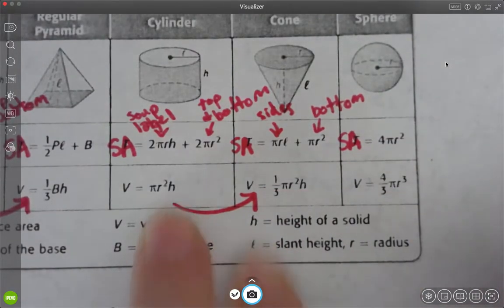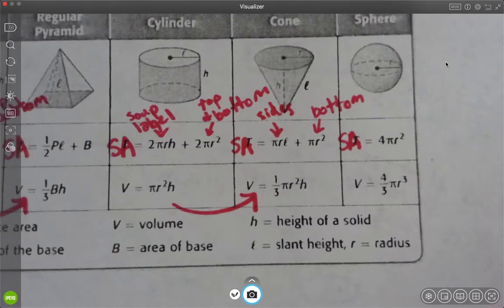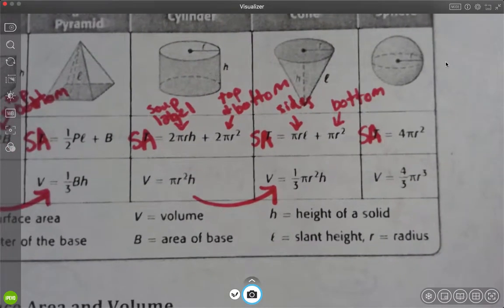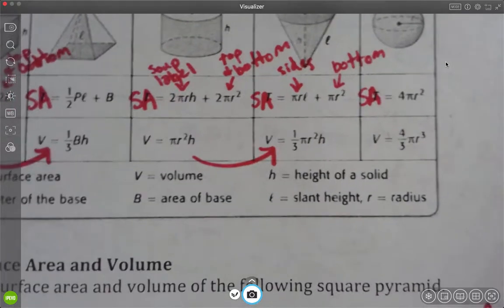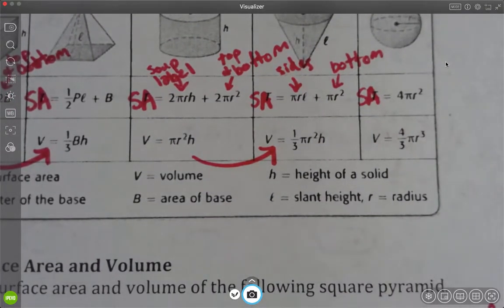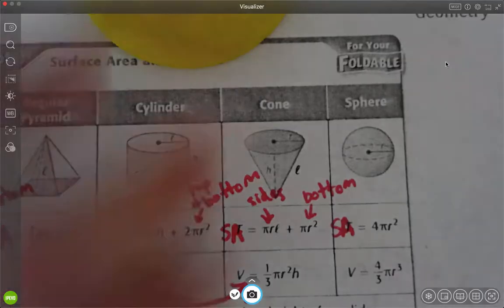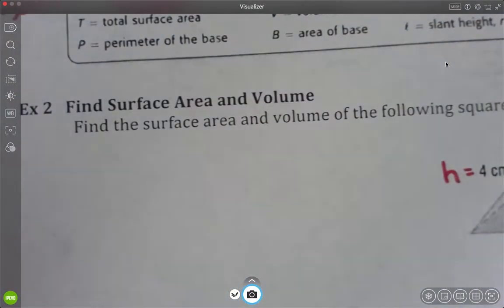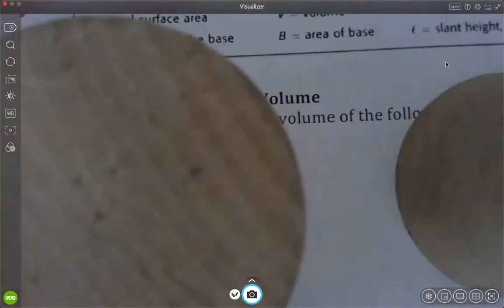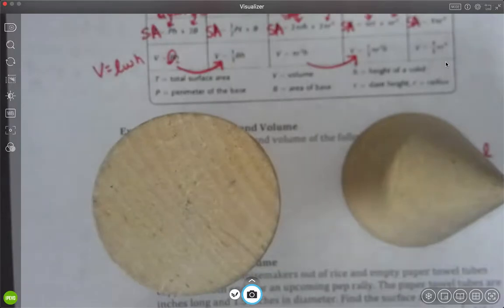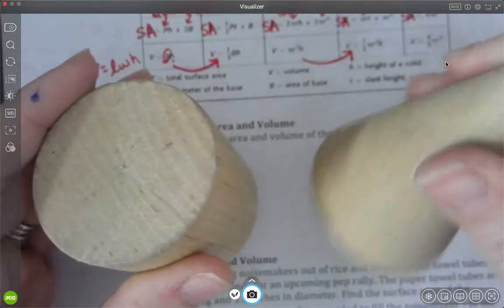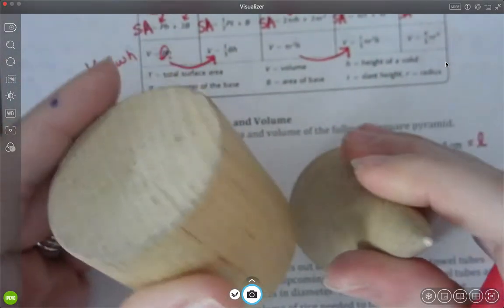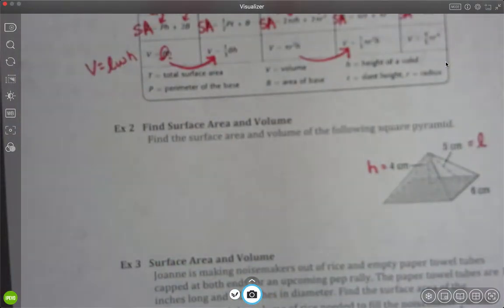Volume of a cylinder versus volume of a cone. What's the difference? 1/3. It's the same as a prism and a pyramid. So they're saying that this cone and this cylinder, this guy is 1/3 of the volume of this one. Okay, that's what they're saying by that formula.